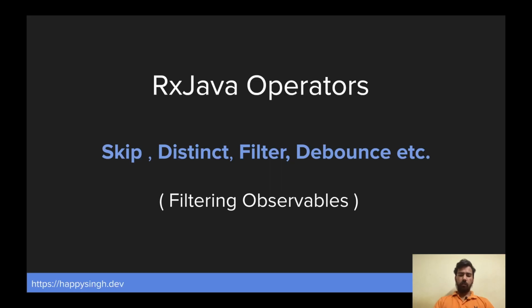Hello guys, in this video we are going to see filtering observables. Filtering observables means you have a stream of data and you need to skip some of the items depending upon your use cases. That will fall under filtering. In this video we are going to see only 4 filtering operators. So let's start with skip.